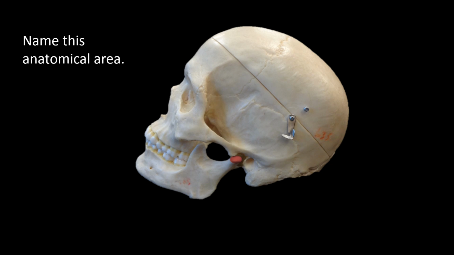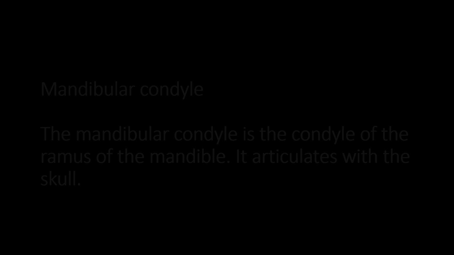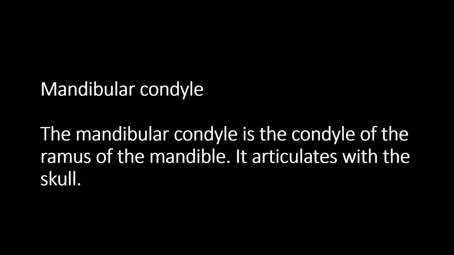Name this anatomical area. Mandibular condyle. The mandibular condyle is the condyle of the ramus of the mandible. It articulates with the skull.